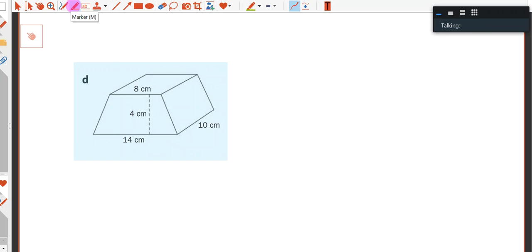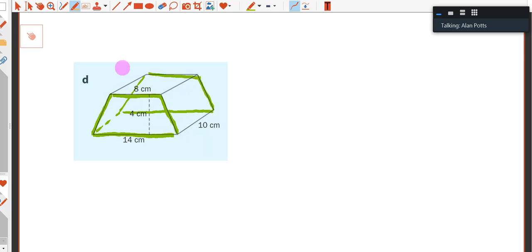What's the constant cross section? Good, yeah. So here is the end. It's the trapezium or the trapezoid. If I were to look at the other end of it, it's a bit harder to draw, I'd still have the same trapezoid. And if I were to chop it in the middle, I would get the same one again.